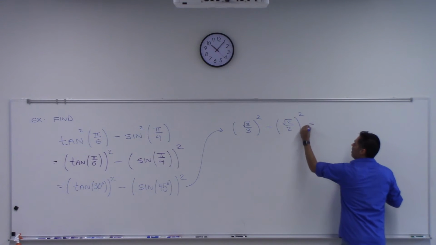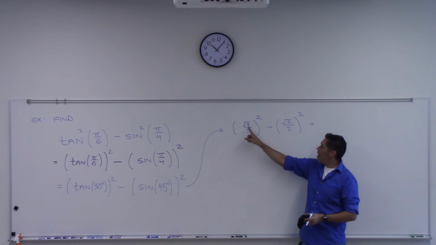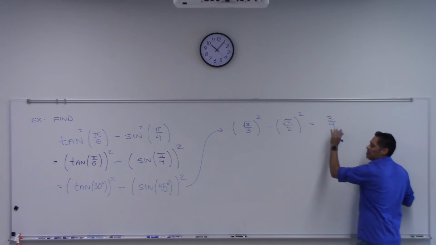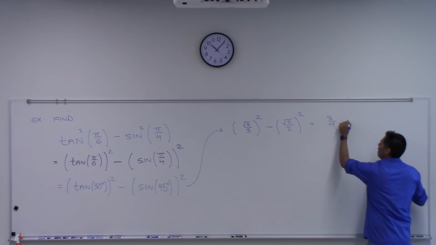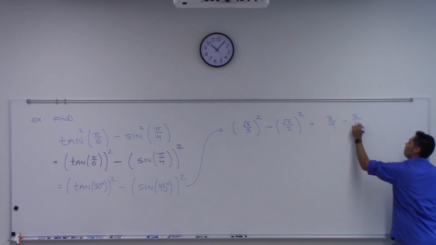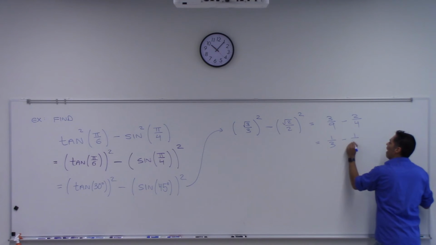Now if you square a fraction, you can square the top and bottom. What happens when I square the top? 3, square the bottom, 9. So I get 3 over 9. Yes, I'll reduce that in a second. Minus, square the top and bottom here, we get 2 over 4. Let's reduce the fractions. 1/3 minus 1/2.